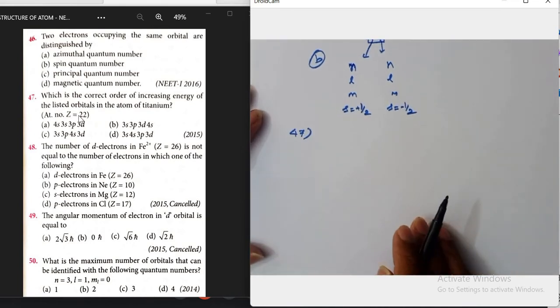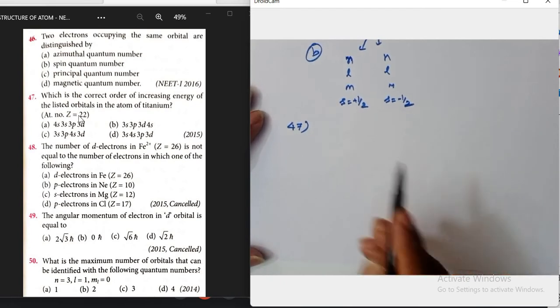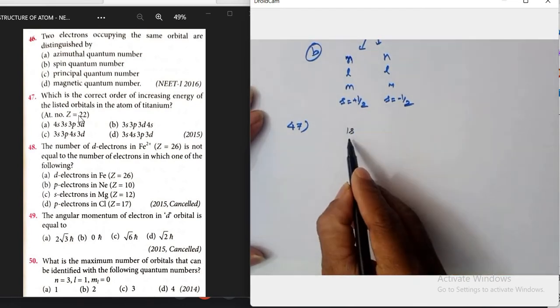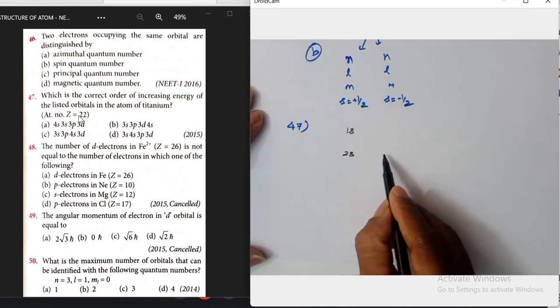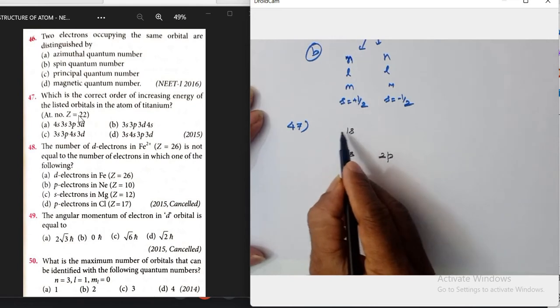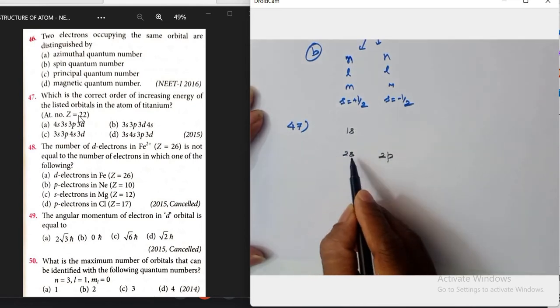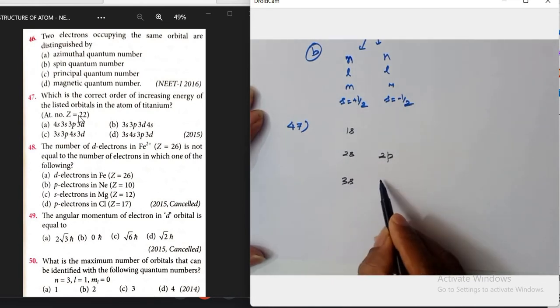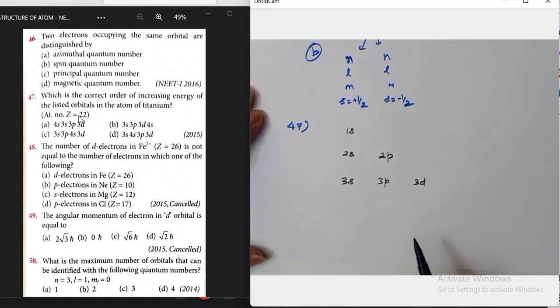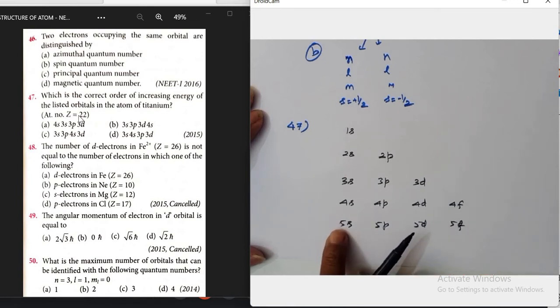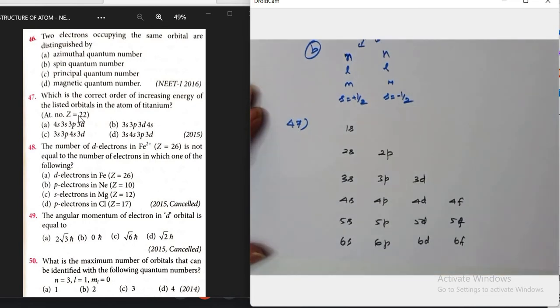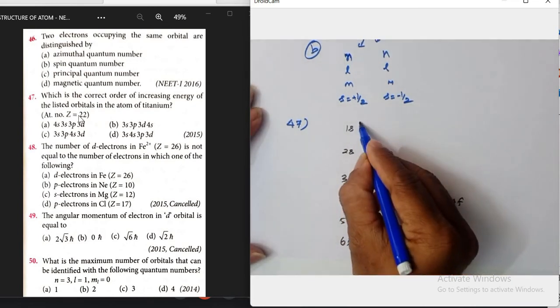Suppose you forget, then just remember the Aufbau principle. We have the 1s subshell, then in the second main shell we have 2s and 2p. In the first main shell we have only one subshell, in the second main shell 2 subshells, in the third main shell 3 subshells: 3s, 3p, 3d. In the fourth main shell we have 4 subshells: 4s, 4p, 4d and 4f. Then 5s, 5p, 5d, 5f in the fifth main shell, and similarly 6s, 6p, 6d, 6f. Remember this arrangement. According to the Aufbau principle, you have to go in increasing energy order.